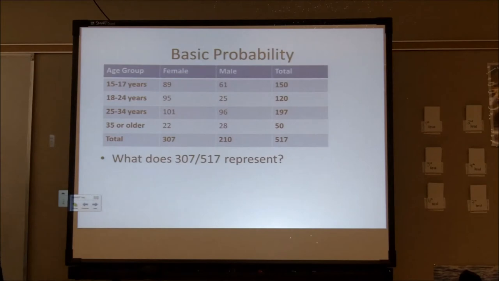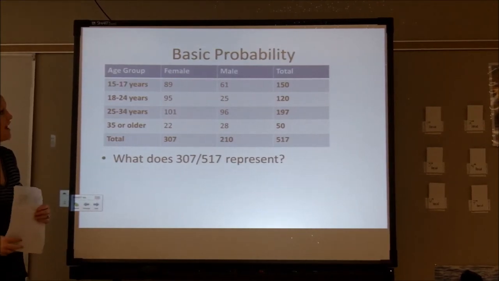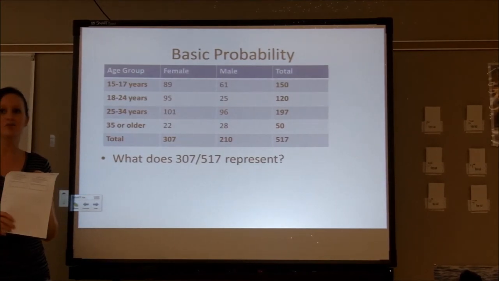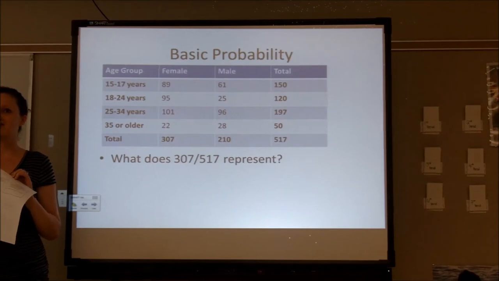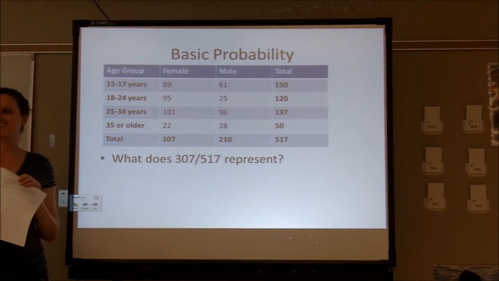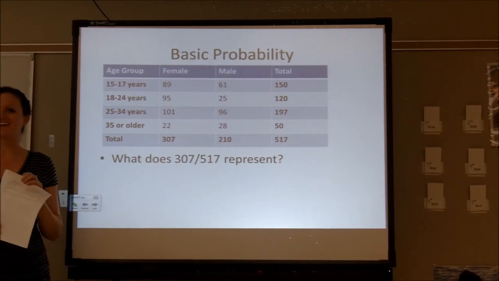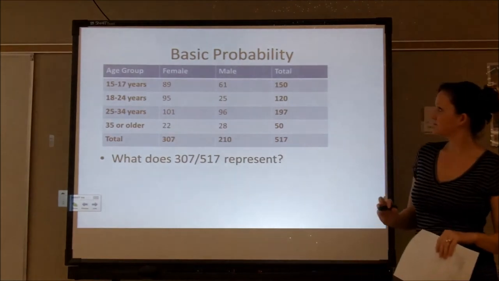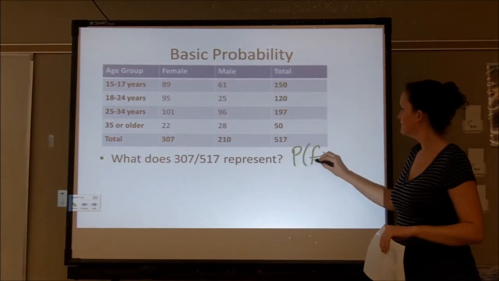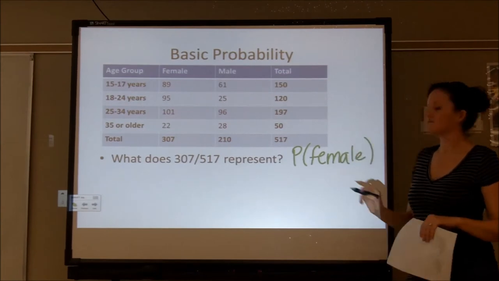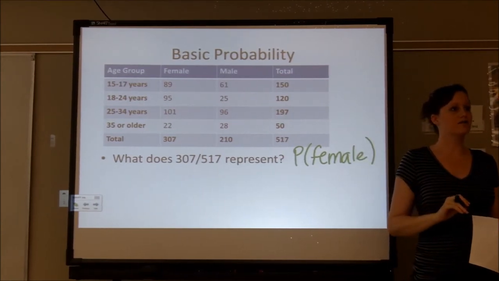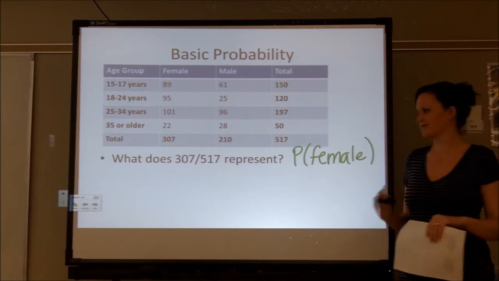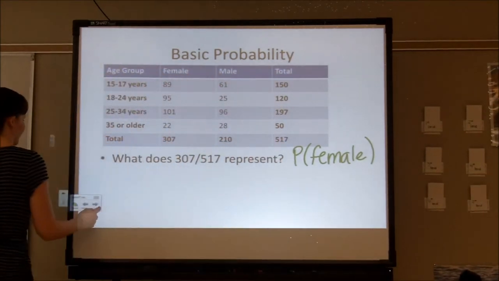What does 307 over 517 represent? Let's work backwards. Don't shout it out. Think. Give people time to process. Cogitate. That means think. Michaela: It's the percent probability of female. True. Okay.